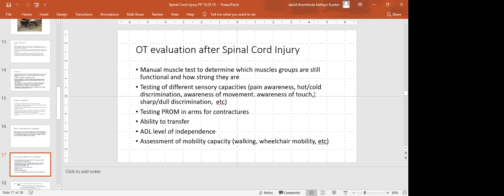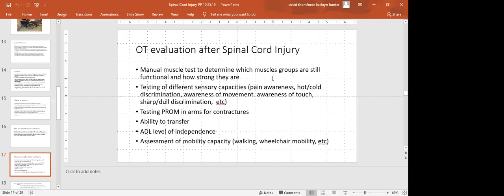If they can move in a gravity-eliminated position, then we put them in a gravity-resisted position, see if they can move the limb against gravity. If they can do that, then we put them in a resisted position where they're not only going against gravity, they're also using a weight of some sort. So we try and figure out exactly, do a very careful analysis of which muscle groups are still functional and how strong they are. In some situations, people will look at the individual muscles, the different flexors of the wrist, the different extensors, the elbow.